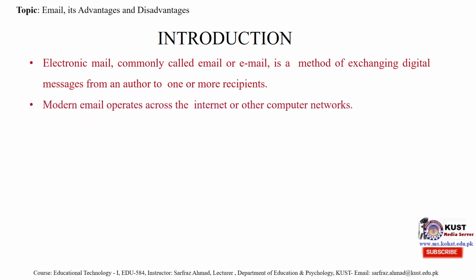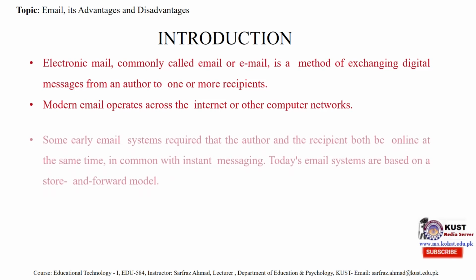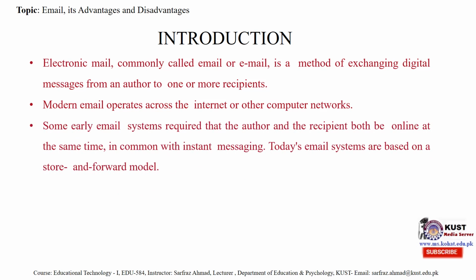Modern email operates across the internet or other computer networks. Remember that whenever we want to communicate our messages, we must have internet or intranet, or other computer networks that may be used for such purposes. Some early email systems required that the author and the recipients both be online at the same time. Unlike instant messaging, today's email systems are based on a store and forward model.